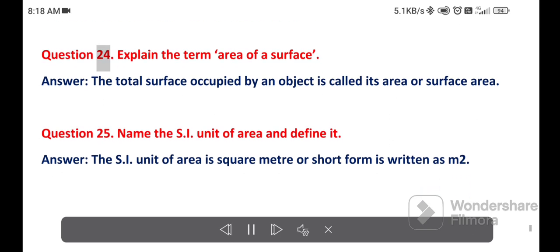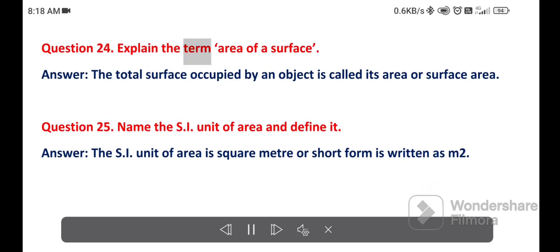Question 24. Explain the term area of a surface. Answer. The total surface occupied by an object is called its area or surface area. Question 25. Name the SI unit of area and define it. Answer. The SI unit of area is square meter, or in short form is written as m².